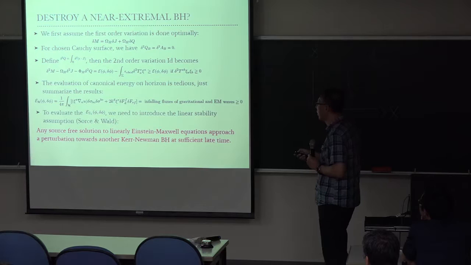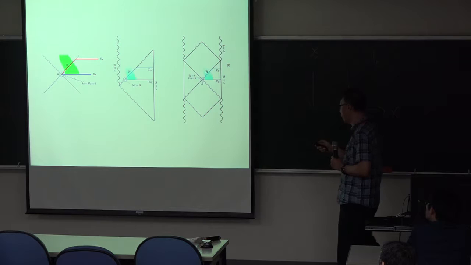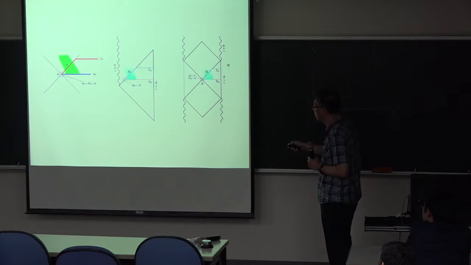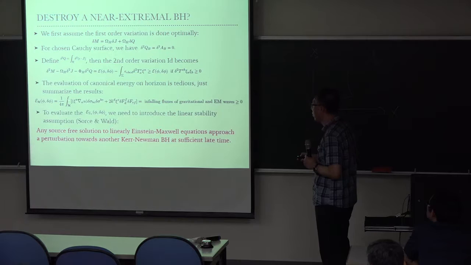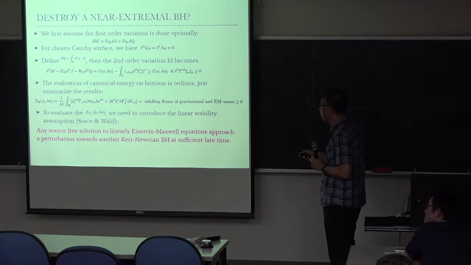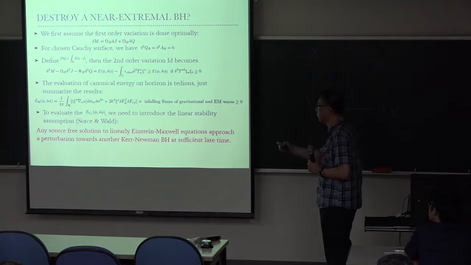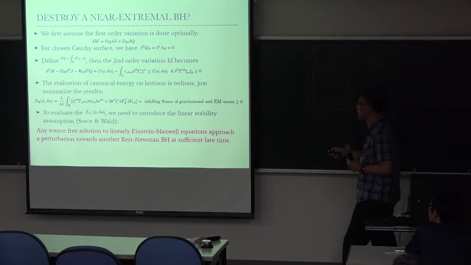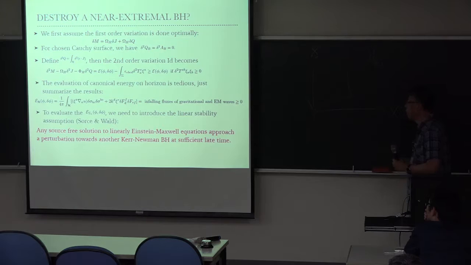And in this evaluation of canonical energy, there are two parts, because our Cauchy surface contains two parts. One is on the horizon, the other one is sigma 1. The first thing we consider is on the horizon, so basically it's just matter going into the horizon. If we do this case, after many calculations, you find that you get this kind of result for the canonical energy on the horizon. Basically, the first part is just the gravitational wave flux going through the horizon. The second part is just the electromagnetic flux going through the horizon. In both cases, they should be positive, so the contribution from the horizon part will be positive. So it enhances this inequality.